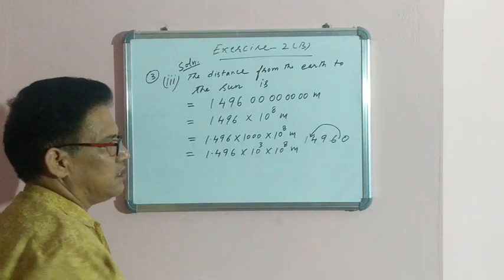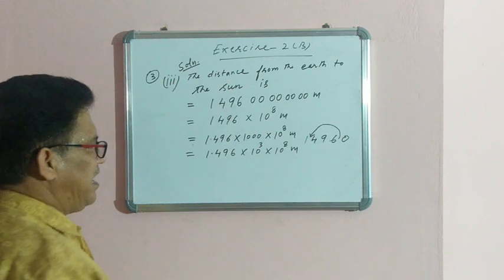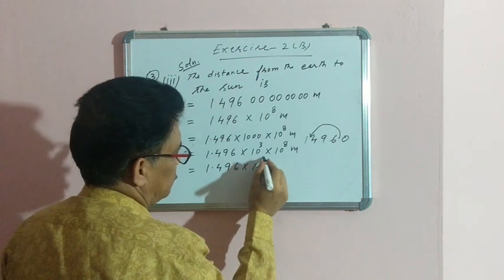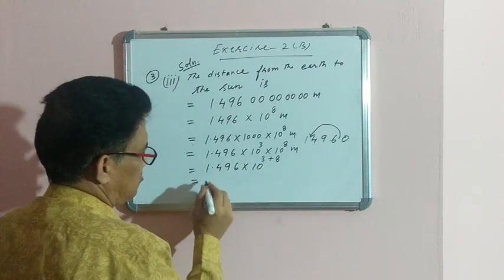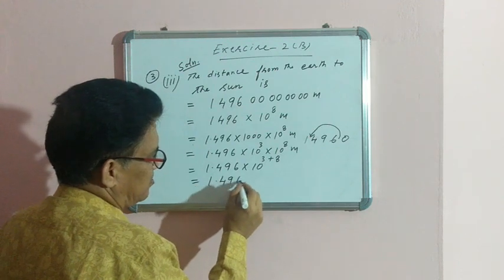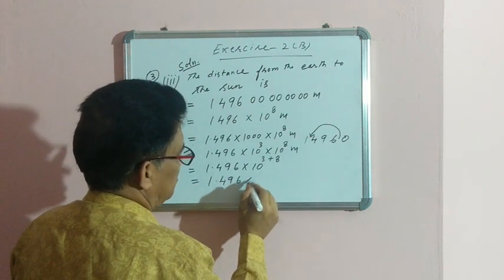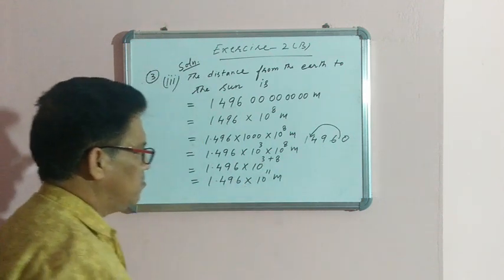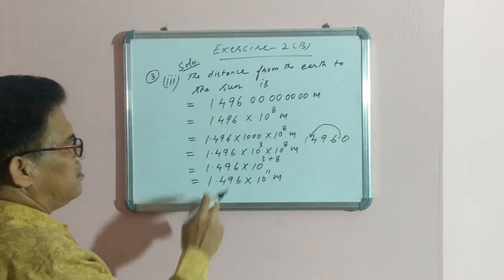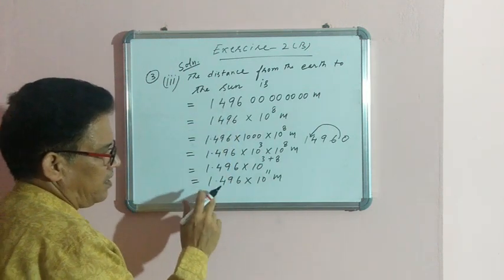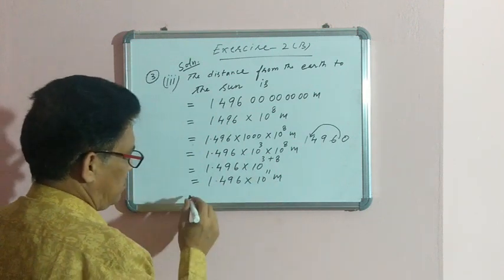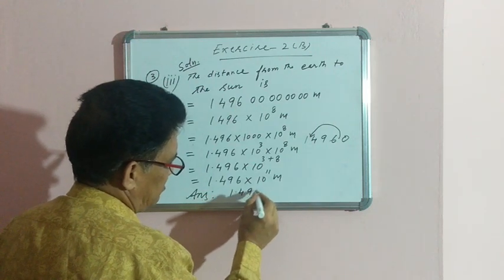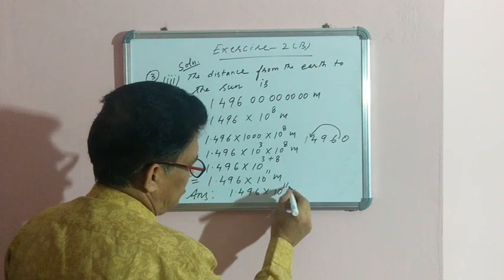Now here multiplication is there, so exponents will add. So this is equal to 1.496 into 10 power 3 plus 8, that is 10 power 11 meter. Now we have converted this into the form m into 10 power n. So this is the standard form. So our answer is 1.496 into 10 power 11 meter.